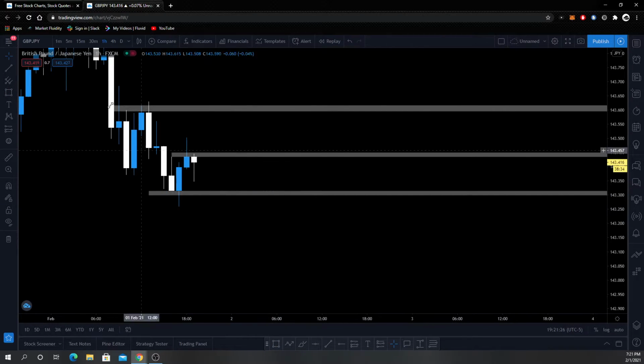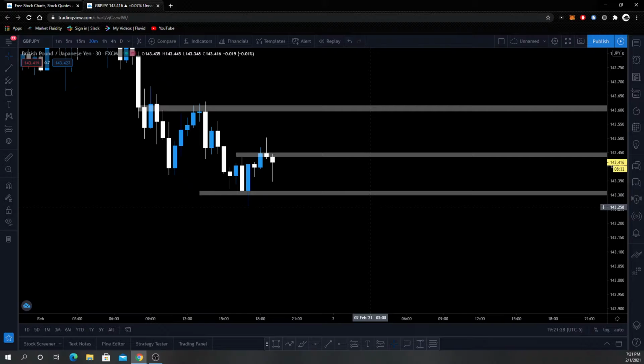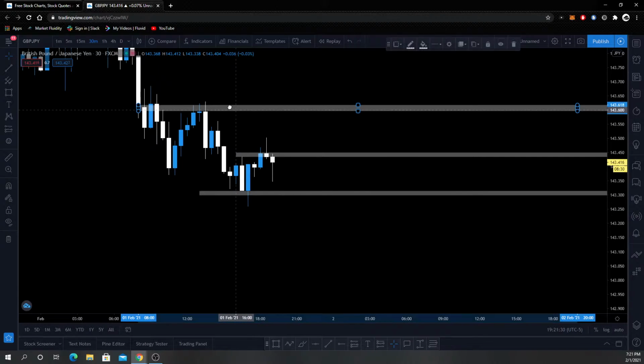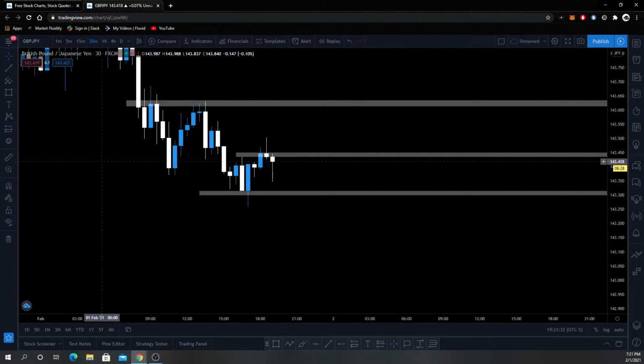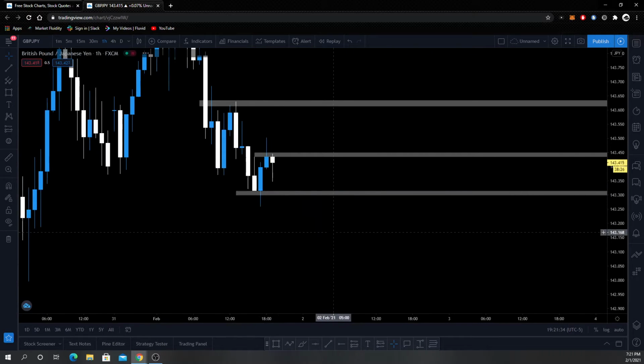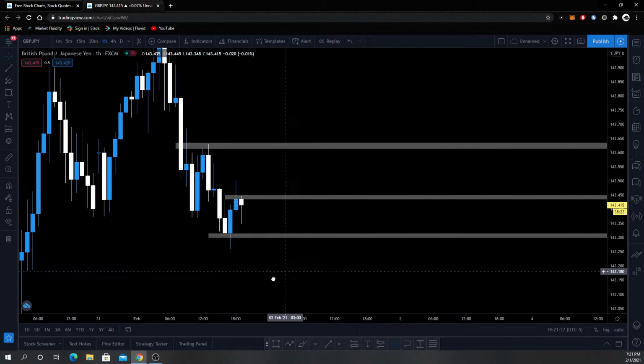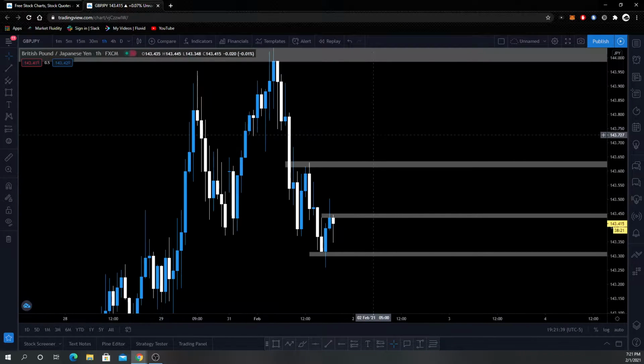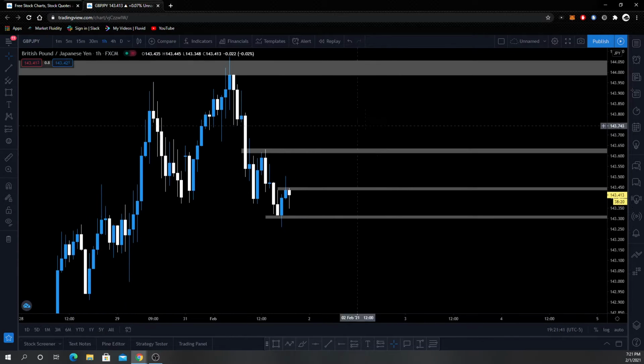Okay, let's go on the 30-minute. I just want to see something. Okay, so that means our level is very nice, very accurate. Beautiful. Let's go back to the 1 hour. We're in a bullish market, as we all know. It looks like we're going to have some pullbacks. Price is going to fall down a bit.